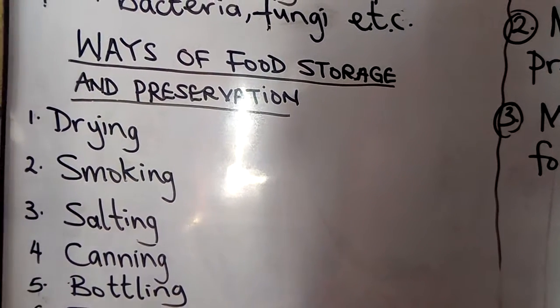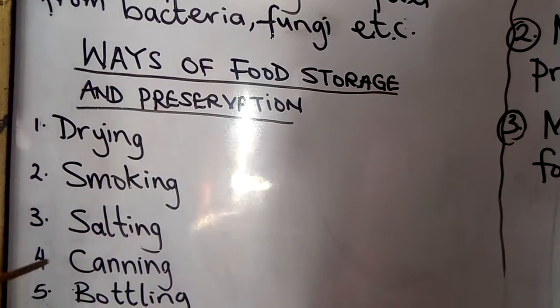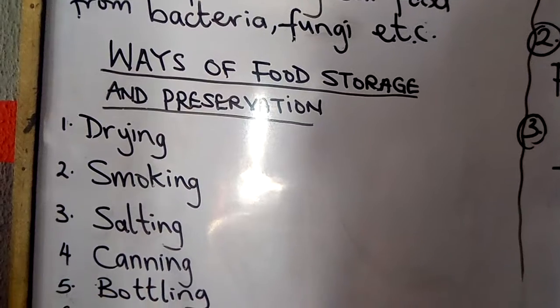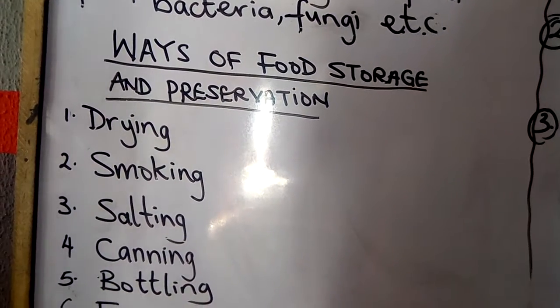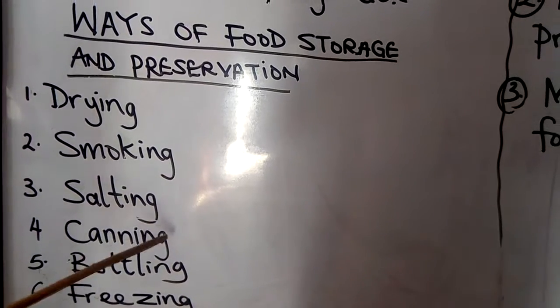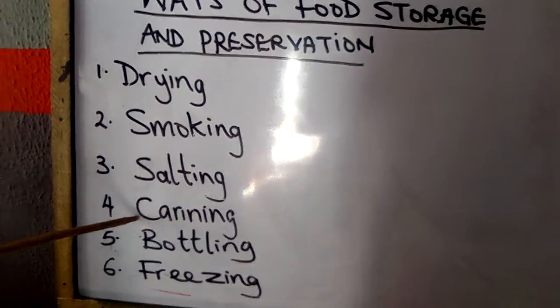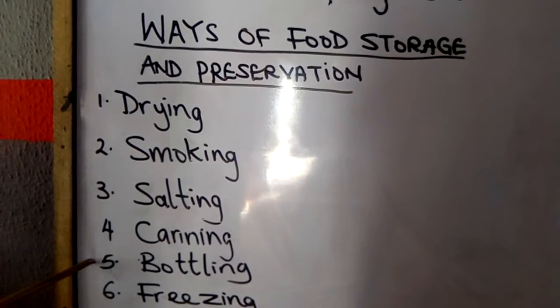Example of such food, you might have eaten geisha or sardine before. Geisha and sardine are good examples of canning. Even the tin tomato. Mommy goes to market to buy tin tomato. So tin tomato is an example of food that is preserved by canning. Number 5, we have bottling.